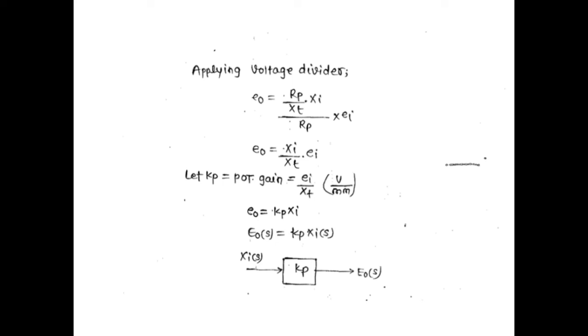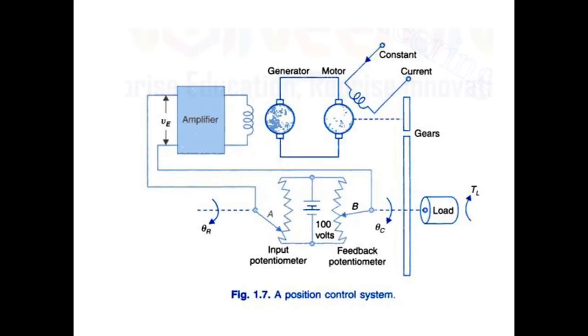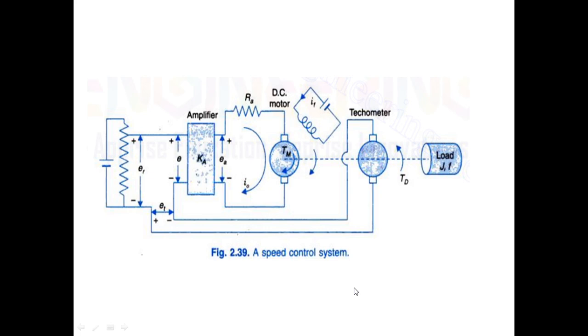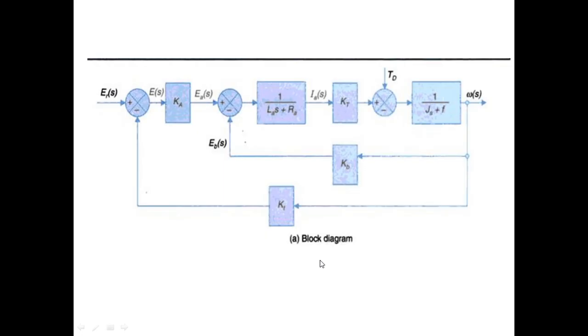In my next class, I will discuss the synchro. After discussing the synchro, we will discuss a real system where it will be used, let us say, for control of a position, or we will discuss another system where it will be used for a speed control system. Then we will go further, and with the help of mathematical modeling, we will develop the block diagram of the system, then we will simplify the system.